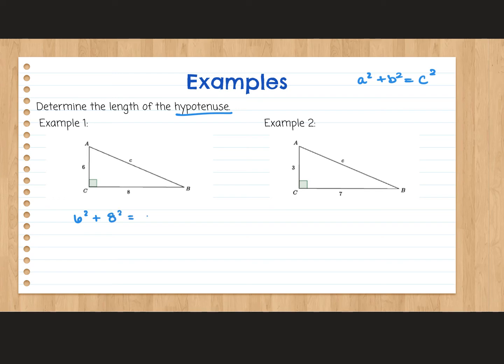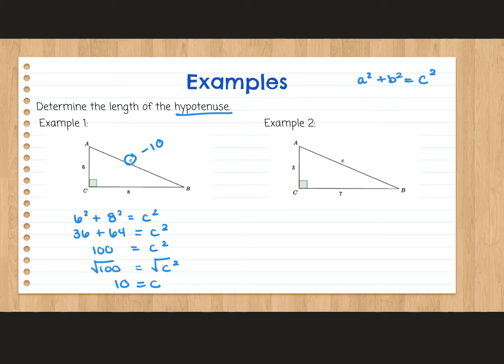8 squared equals c squared. 6 times 6 is 36. 8 times 8 is 64, which is going to equal c squared. 100 is equal to c squared. We now have to take the square root of 100. The square root of c squared, we get that 10 is equal to c. So our side length here is going to be 10.